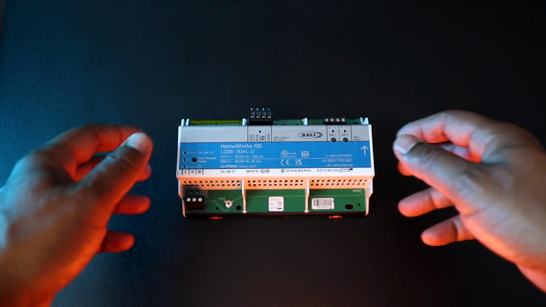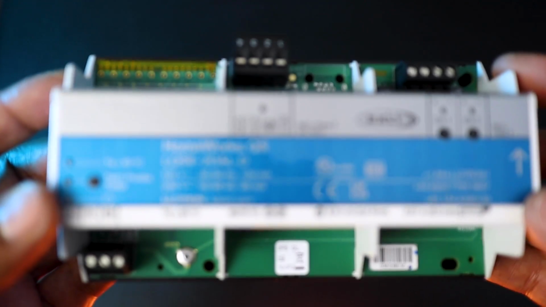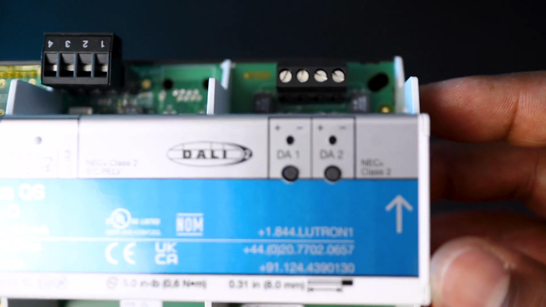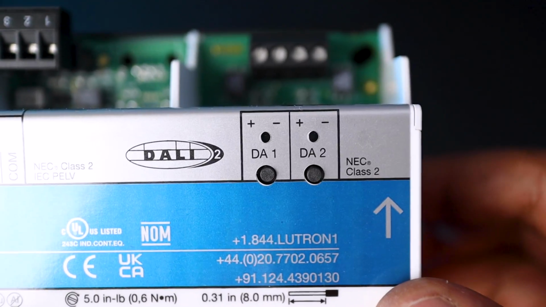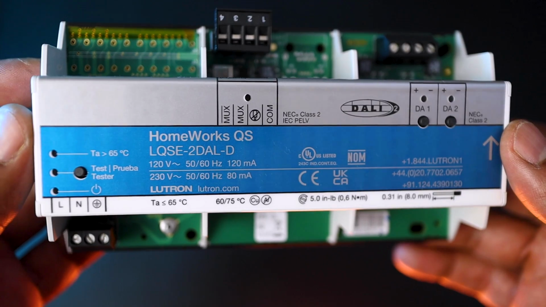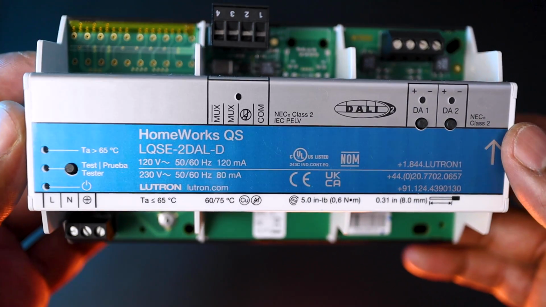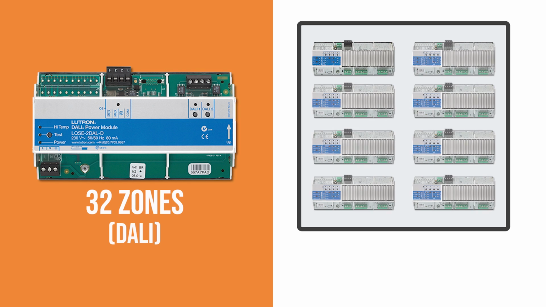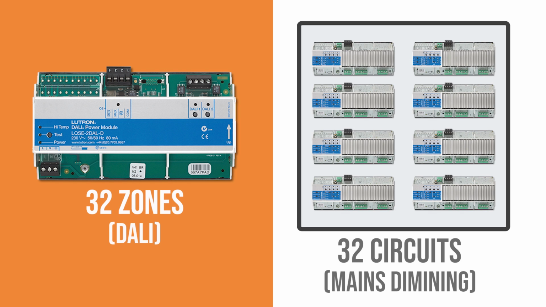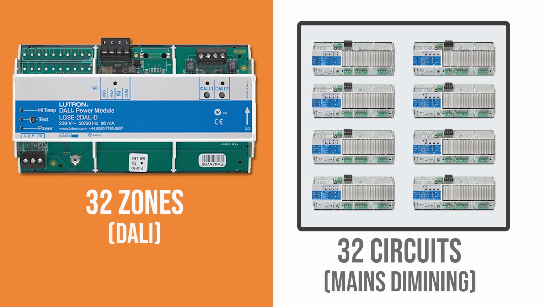LQSC-2DAL-D. The great thing about the Lutron general DALI module is that it can control 2 separate DALI loops from this connector here. So, can you imagine, as each loop can operate up to 16 DALI zones, this module on its own can control up to 32 DALI zones, which we can quickly say is the equivalent of a full panel with 8 mains dimmable modules that can only control up to 4 mains dimmable circuits each. All of that in one single module.